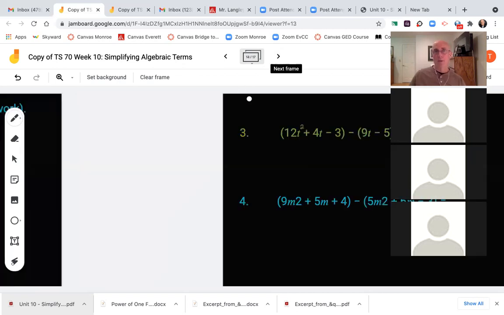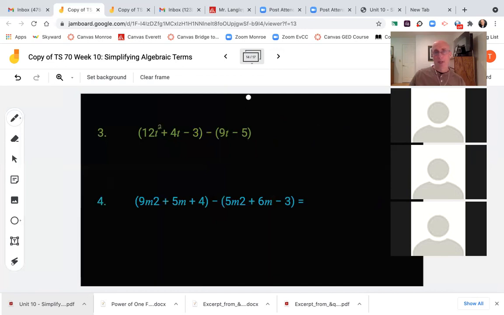All right, there's three examples. Here's a fourth example. Notice that it's a subtract. We're subtracting, therefore we have to do this extra step of changing the signs in the second trinomial, or polynomial, excuse me.